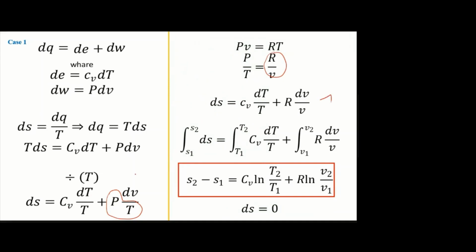Same, ds is equal to Cv dT by T plus R dv by v. Now I can integrate it. So you will get s2 minus s1. This one, if you integrate and substitute the limits, you will get, so this is constant. Whatever we are discussing here is a calorically perfect gas. Calorically perfect gas means temperature will be less than 1000 Kelvin, where Cp and Cv are constant. So this Cv is constant, the gas constant is also constant. So simply we are integrating dT by T. So it will be Cv ln T2 by T1 plus R ln v2 by v1. So this is the first equation we got. Is it clear?